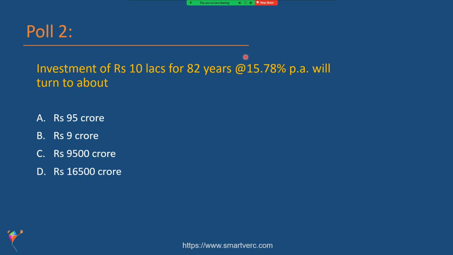Now comes 15.78. Because I am talking in the Indian context, Sensex has given you 15.78% compound returns for the last 44 years. Assuming that these kind of returns will continue for the next 82 years, what will happen to your 10 lakhs invested today 82 years hence? What would be the value? Option A is 95 crores, B is 9 crores, C is 9,500 crores, and D is 16,500 crores.